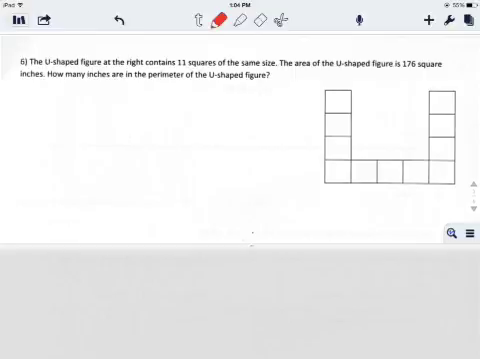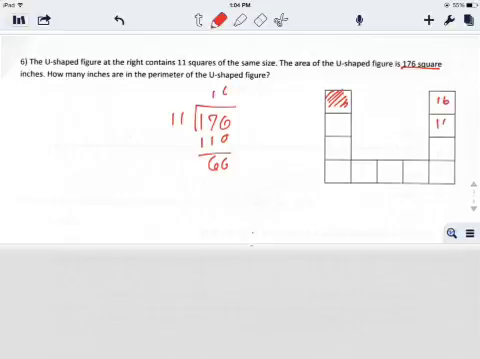This one's pretty simple. It says this figure contains 11 squares. The area of the shape is 176 square inches. So I want to find out how much is each square, right? So 176 divided into 11 equal pieces comes out to be 16. So that means that the area of each one of these is 16, right?